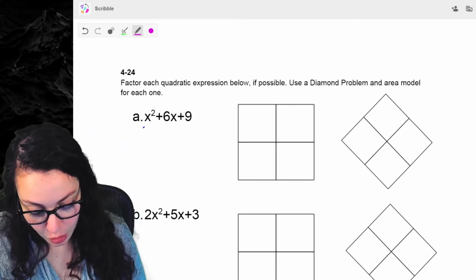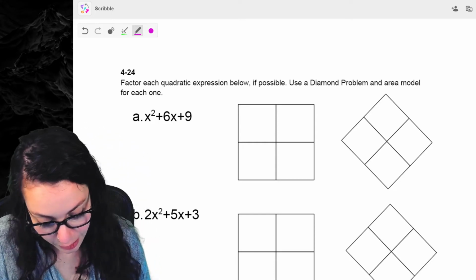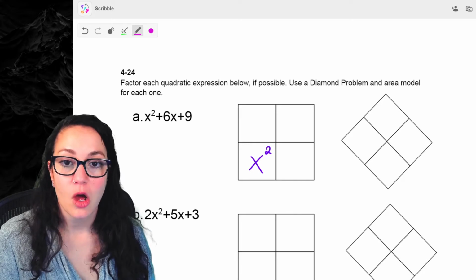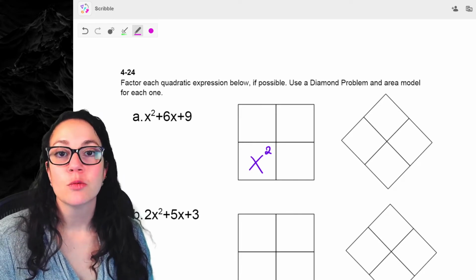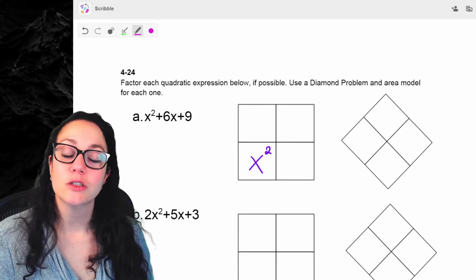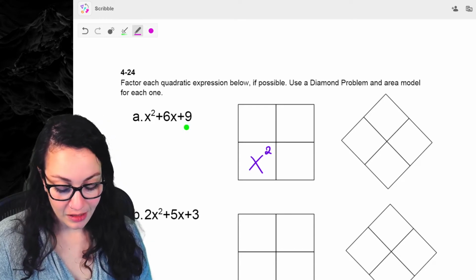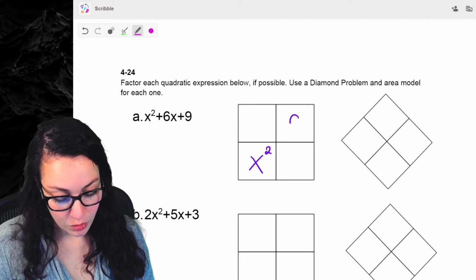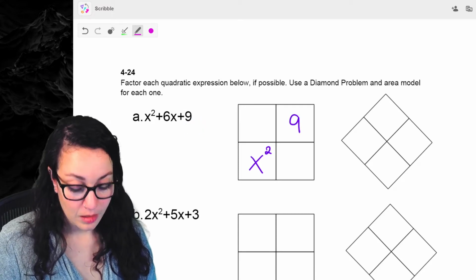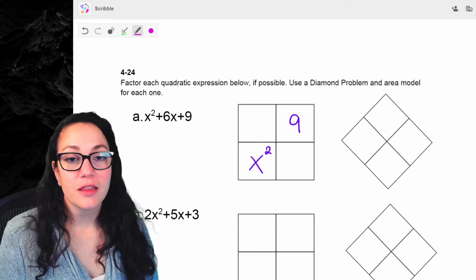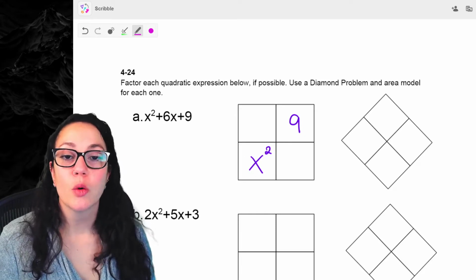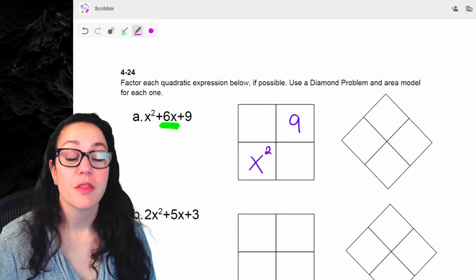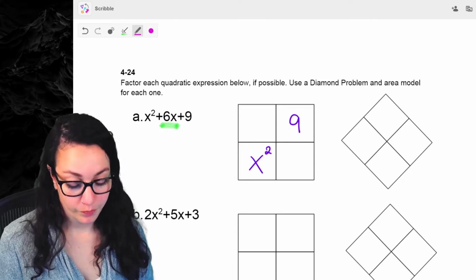All right, so that's our quadratic expression. We're going to put our quadratic term, our x squared, in the bottom left. And then the other term we can add to our area model right away is our constant, which is this 9. It doesn't have any x's attached to it. So we're going to put that in the top right corner. Now, I can't add anything else yet to my area model because I don't know how this 6x is going to get broken up. That's where the diamond problem comes in.